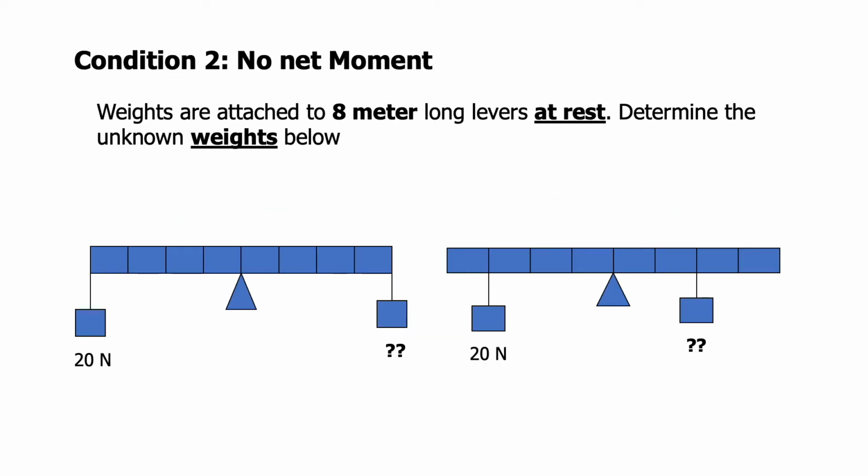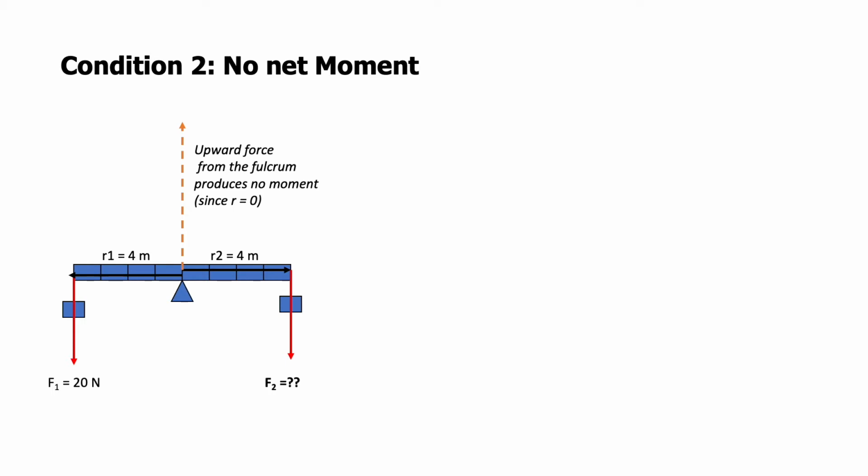Now to give you an example, for instance, we have weights here that are attached to 8-meter long levers at rest. Our task is to determine the unknown weights here, so this weight and this weight. Since these levers are at rest, we can say that it's in equilibrium since there's no rotation. Now let's go to this problem.